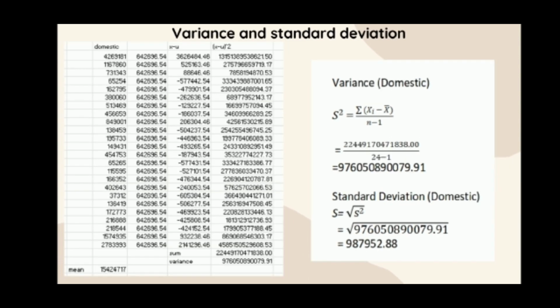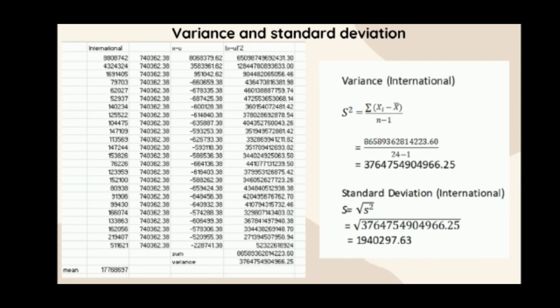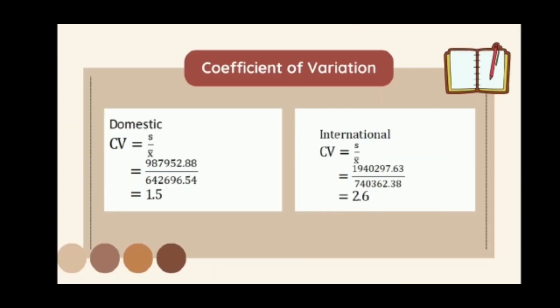Next, we move to the standard deviation. The value of standard deviation for domestic is 987,952.88, and for international airlines it is 1,940,297.63, which means international airlines is the highest. Last, we need to find the coefficient of variation. The value of coefficient of variation for domestic is 1.5, and for international we get 2.6, which means international is the highest value. Okay, that's all from me. Thank you.